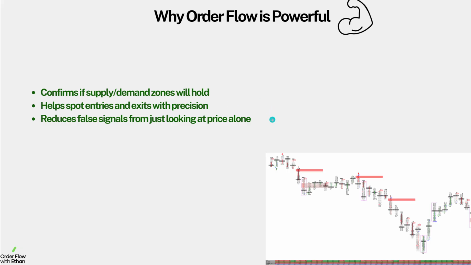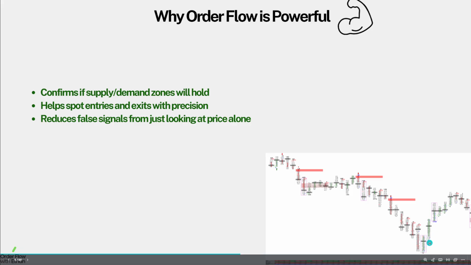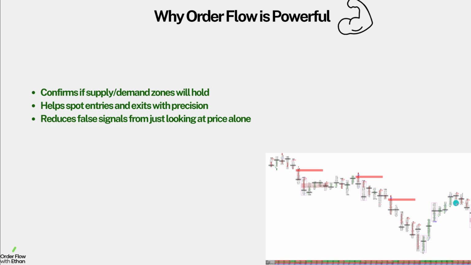It confirms if supply and demand zones will hold, as you can see here. We went back to this level, tested it, and then we had those stacked imbalances. The market went down for a while, went up, gave us these imbalances all over this place, went down, gave us a lot of buying imbalances, and then once again gave us all of those stacked imbalances here, as you can see. It also helps spot entries and exits with precision, and it reduces false signals from just looking at price alone.